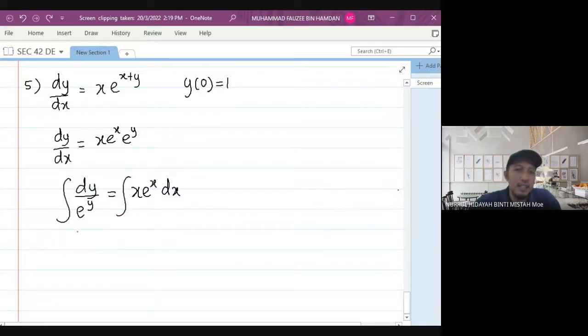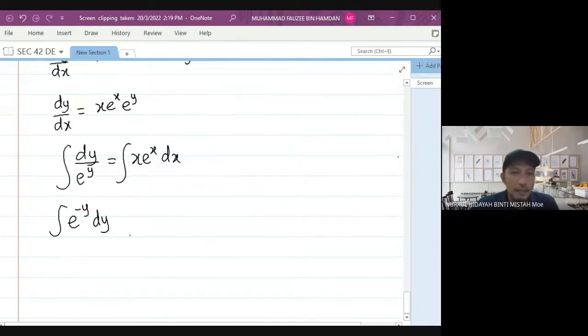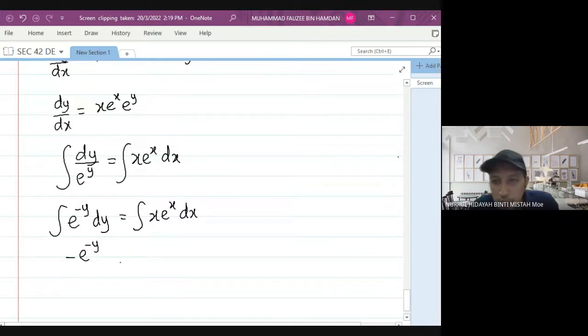So this is actually, you can simplify. This is actually e to the power negative y dy. Okay, so this is integrate x e to the power of x dx. So integrate e to the power negative y, this is actually negative e to the power negative y.